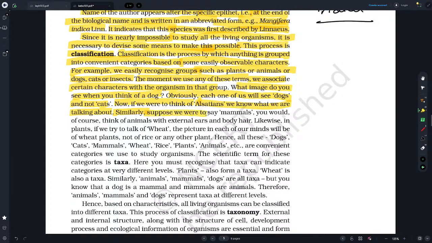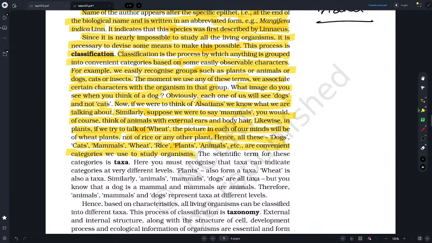Similarly, suppose you were to say mammals, you would of course think of animals with external ears and body hair. Likewise, in plants, if we talk of wheat, the picture in each of our minds will be of wheat plants, not of rice or any other plant. Hence, all these dogs, cats, mammals, wheat, rice, plants, animals, etc. are convenient categories we use to study organisms.